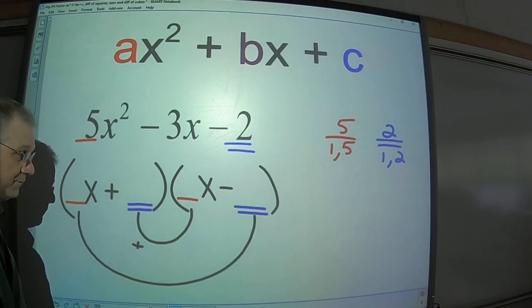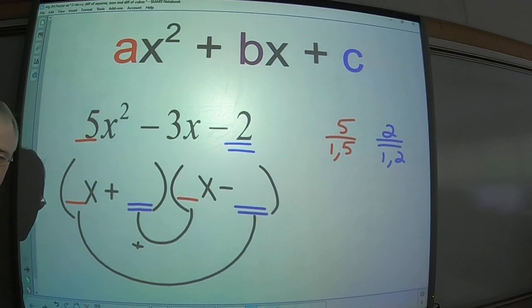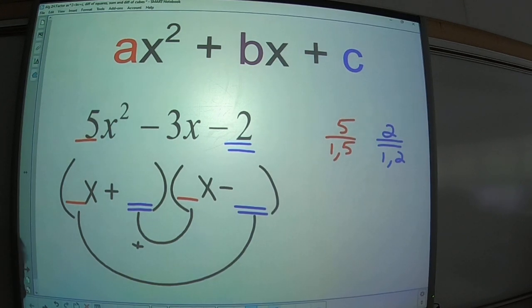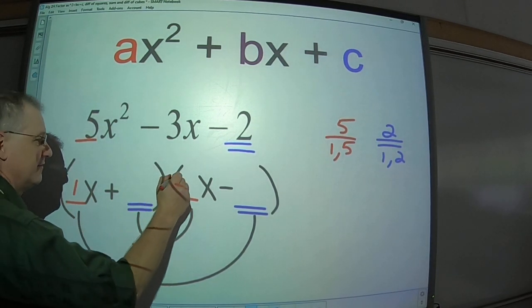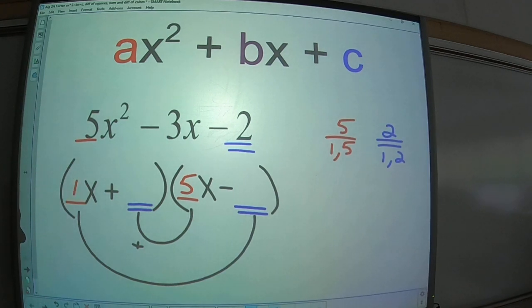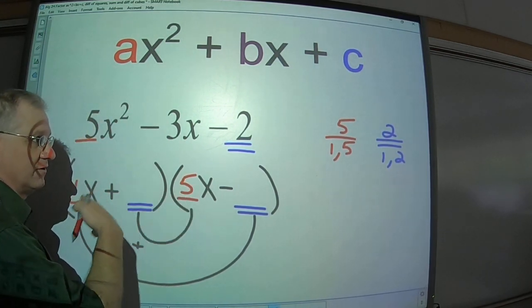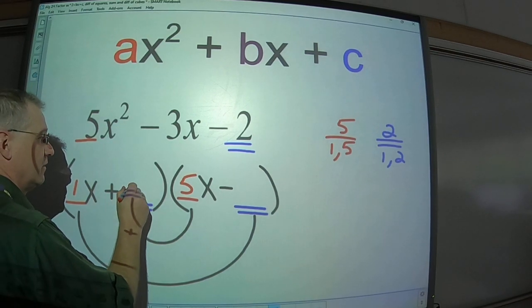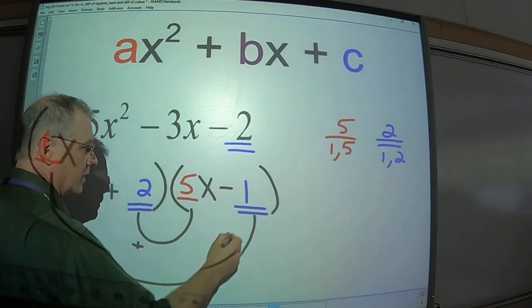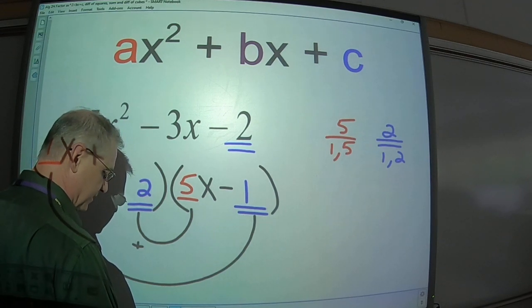Now, will we put them in the right place the first time? You can possibly do that, but not always. So I'm going to do 1 and 5, and I'm just picking where they go. I'm going to do 2 and 1. Just see how that comes out.